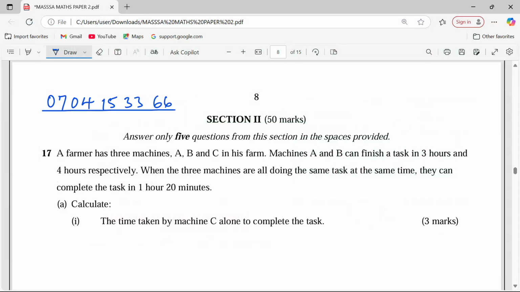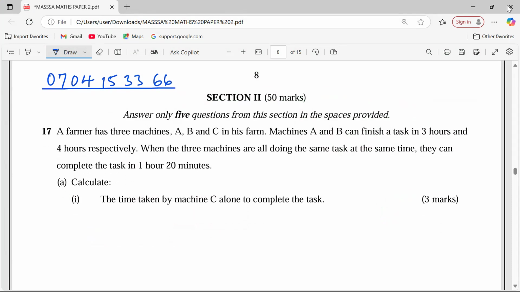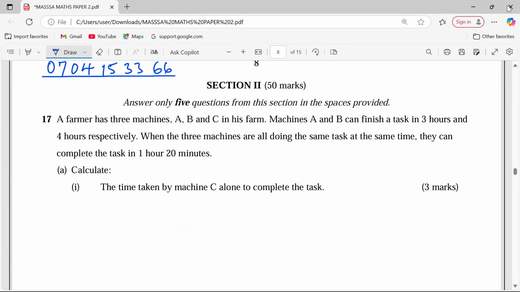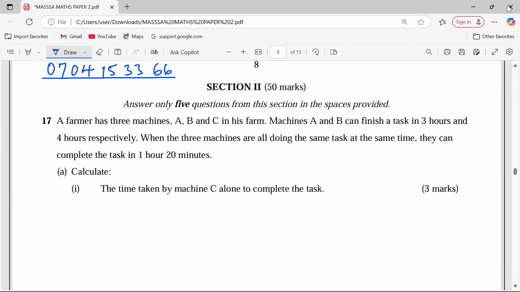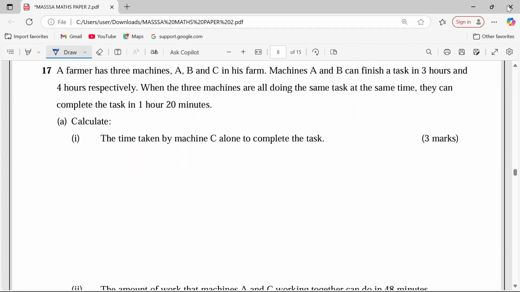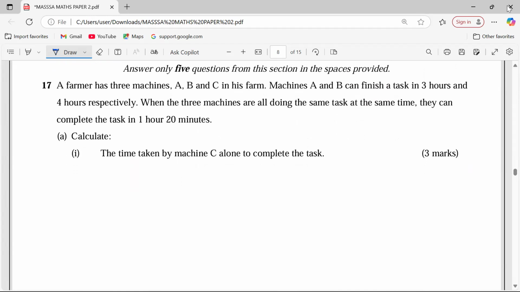Next, the paper now, number 17. A farmer has 3 machines, A, B, and C in his farm. Machines A and B can finish a task in 3 hours and 4 hours respectively. When the 3 machines are all doing the same task at the same time, they can complete the task in 1 hour, 20 minutes. Calculate part 1, the time taken by machine C alone to complete the task.